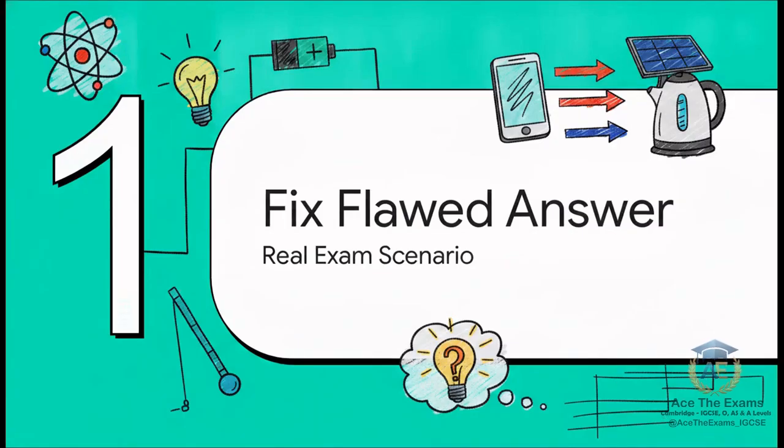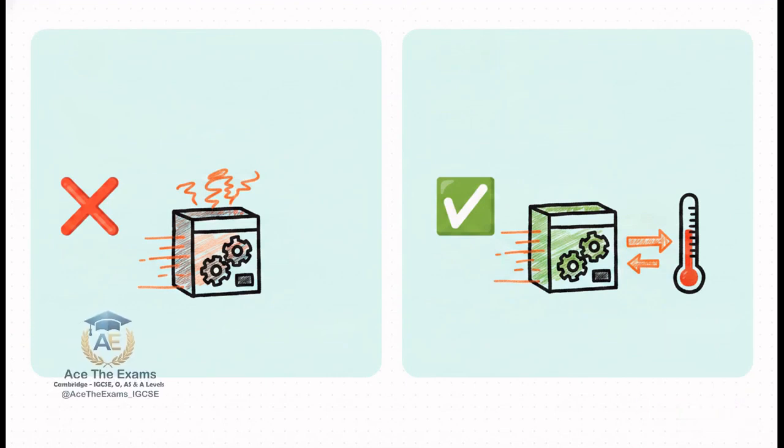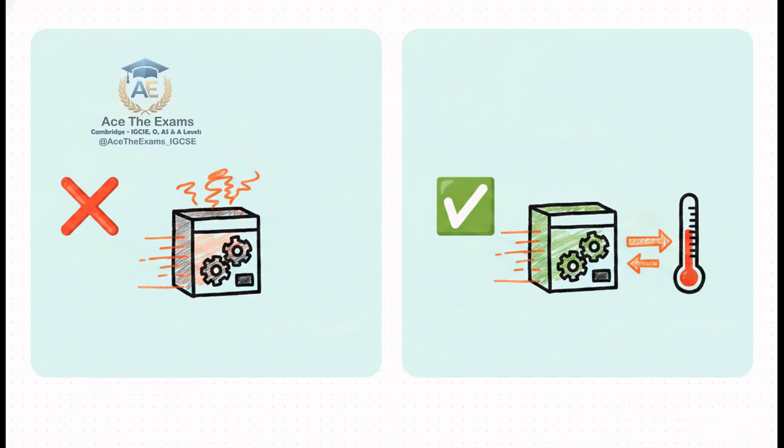All right, Section 1. Let's fix a flawed answer using a real exam scenario. This brilliantly illustrates the difference between getting a C and an A star. Notice how the flawed answer on the left simply states, the machine has 500 energy. It uses it to do work, but some is lost as heat. It calculates work done, but gives a raw number without any variables.